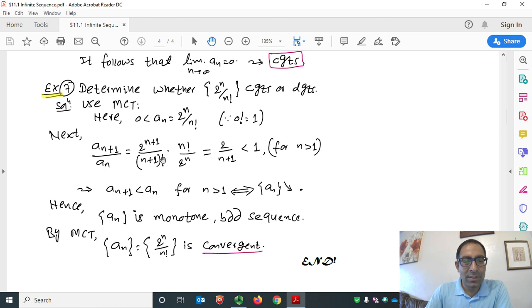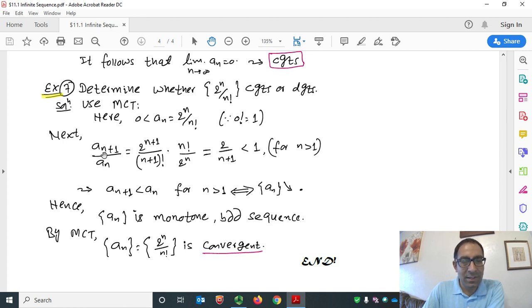Then we can rewrite n plus 1 factorial as n plus 1 times n factorial. Then n factorial cancels, so we have n plus 1 down there. On the numerator, 2 to the power n plus 1, we can rewrite as 2 to the n times 2. So the 2 to the n cancels here, and we have only 2 over n plus 1. This number is obviously less than 1 when n is greater than 1. For example, 2 over 2 plus 1 is 2 over 3, 2 over 4 plus 1. So this number is less than 1.